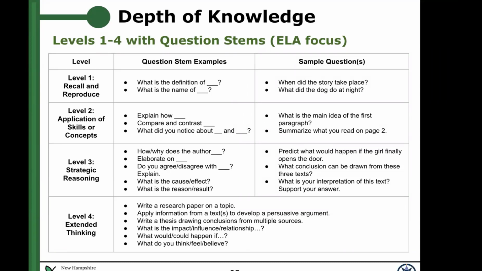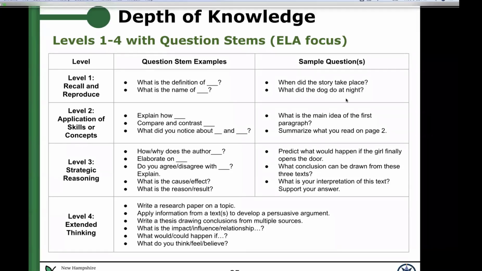Level 3 questions might explain how the author's purpose impacts a text. They might be summarizing across multiple sources, so pulling in multiple sources either within the same text or different texts. And then at level 4, this is where you're going to find your higher order thinking. These are often the extended writing activities that require students to take information from at least one text or passage they've read and apply that information to a new task.